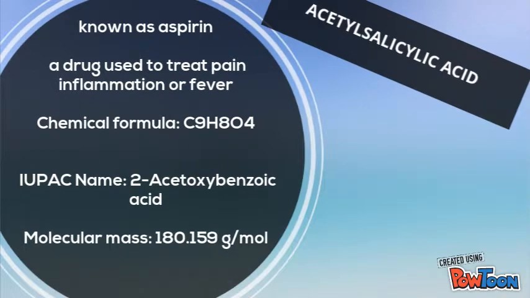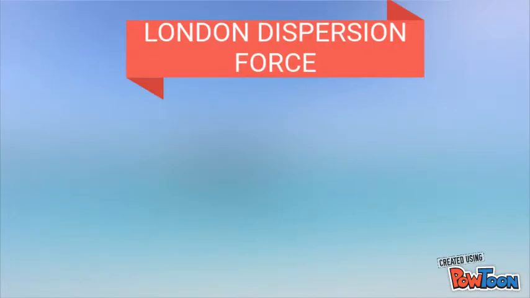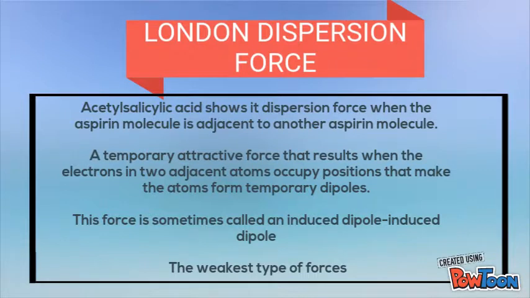Next, acetylsalicylic acid, known as aspirin. It is a drug used to treat pain, inflammation, or fever. The molecular structure of acetylsalicylic acid is shown below. London dispersion force: acetylsalicylic acid shows its dispersion force when an aspirin molecule is adjacent to another aspirin molecule. This force is sometimes called induced dipole-induced dipole. It is the weakest type of force.